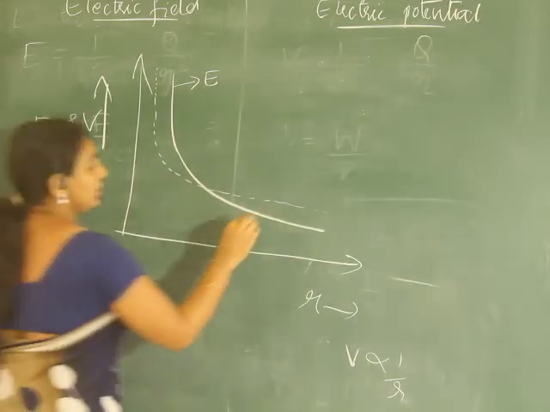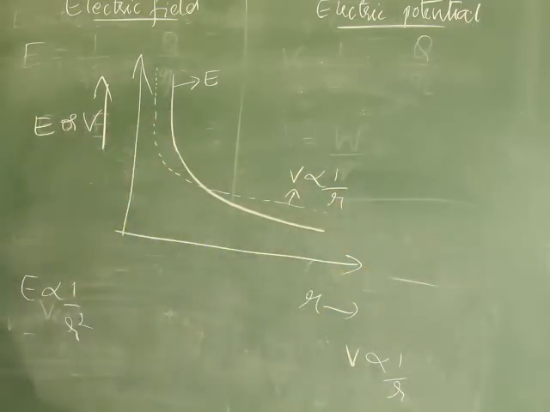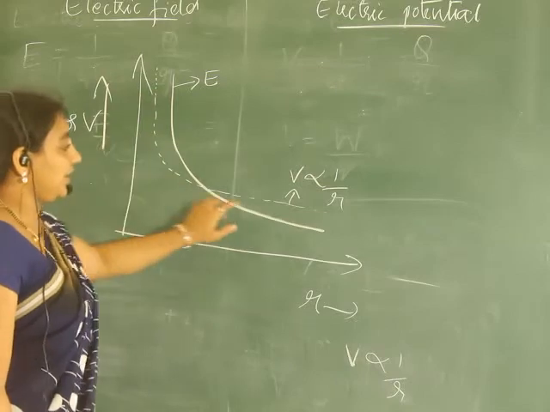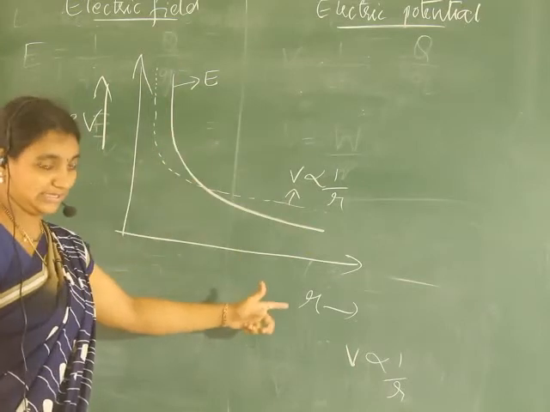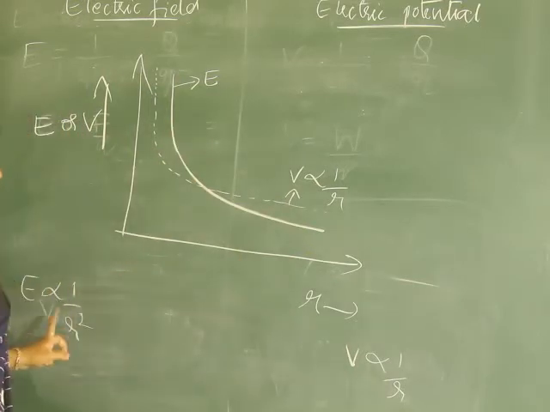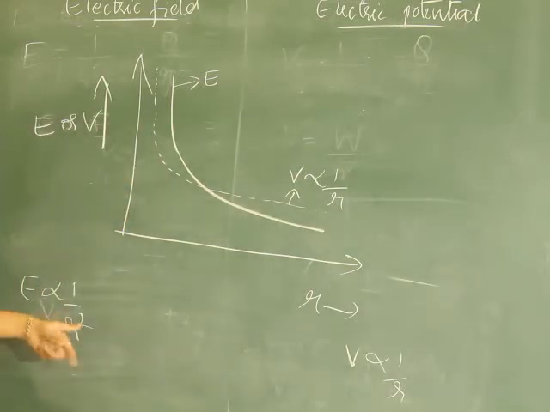This is for V, which is inversely proportional to R. This is how graphically we can say the difference between E and V. Graphically, the representation of the variation of the electric field and electric potential with the distance R. So this is for V and this is for R. V also decreases, E also decreases, but the rate of decrease in E is more compared to V, because this is inversely proportional to R square, this is inversely proportional to R.